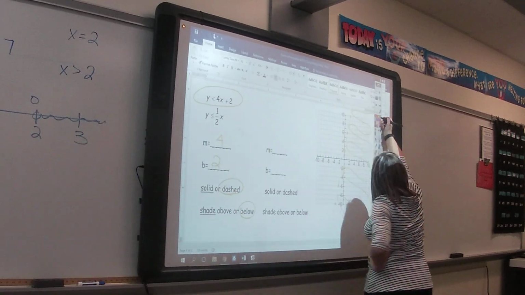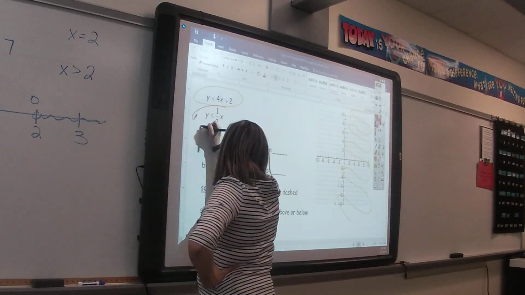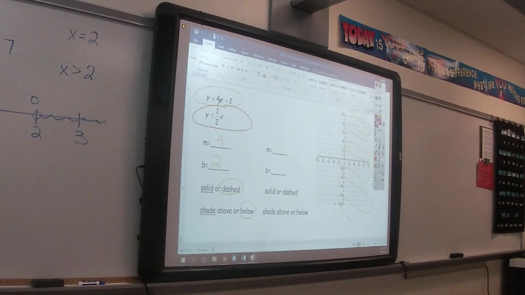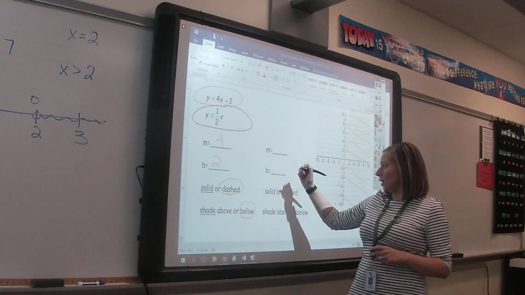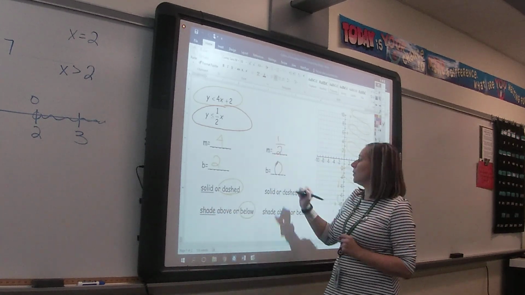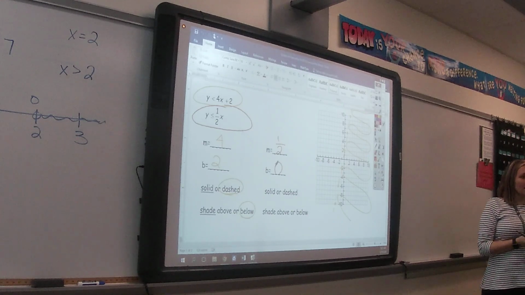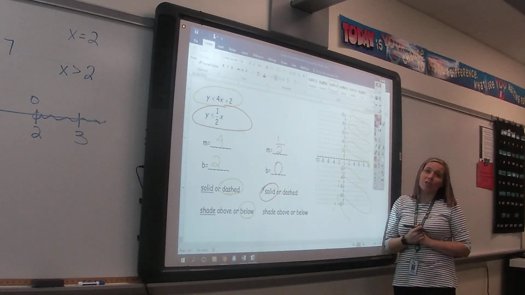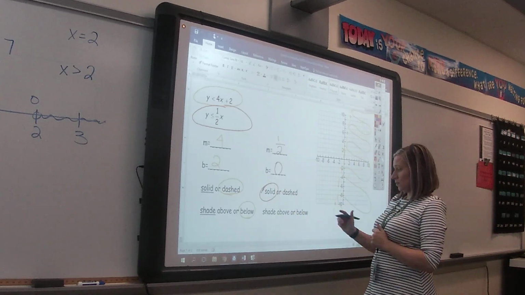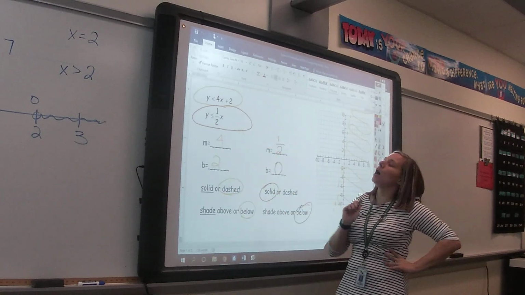Okay, so now we're going to pick a different color if you choose to use a different color, and I'm going to go to the second one. What does m equal? 1/2. Okay, what does b equal? 0. Is this line going to be solid or dashed? Solid. And are we going to shade above or below? Below. Less than is lower.